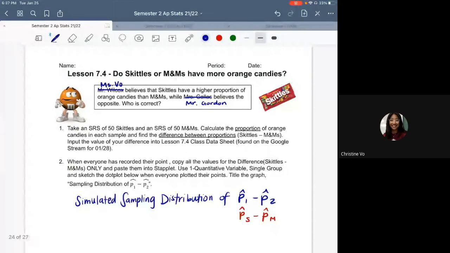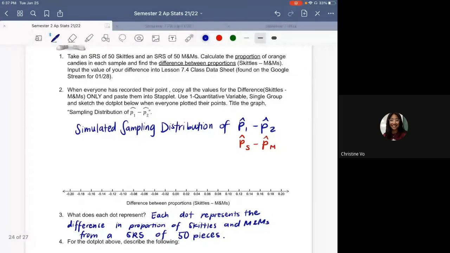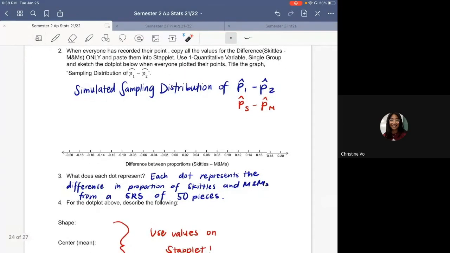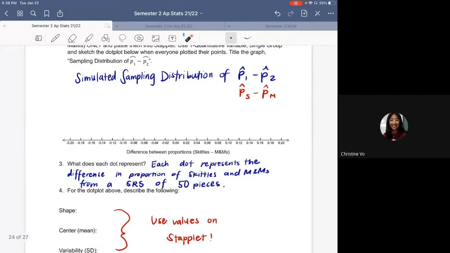But you guys should have taken your sample already and done all your dot plots, and this graph should be labeled as the simulated sampling distribution of p hat sub 1 minus p hat sub 2. P hat sub 1 technically is the sample proportion of Skittles, and p hat sub 2 is the sample proportion of M&Ms. So those are what these things technically represent. In general, each dot represents the difference in proportion of Skittles and M&Ms from a simple random sample of 50 pieces.